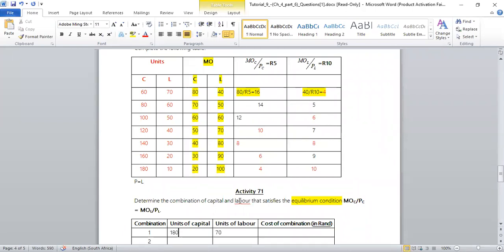Then number 2, our second combination 6 and 6. So how many units of labor here? It's 50. 50 units of labor. How many units of capital at this combination of 50 units of labor? Here we have 160 units of capital.